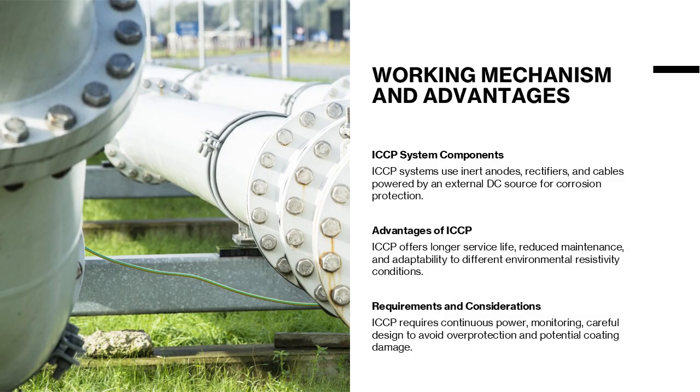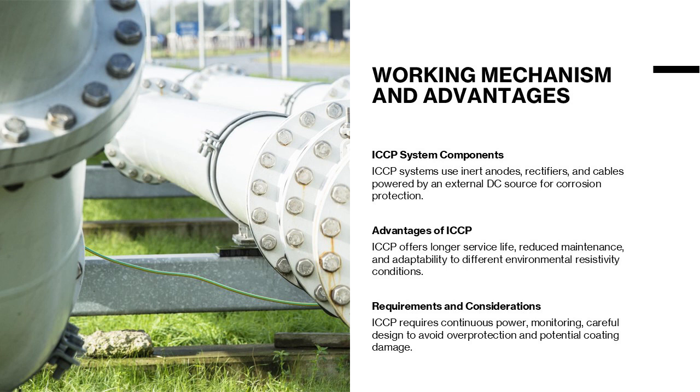Impressed current CP systems working mechanism and advantages. Impressed current cathodic protection, ICCP, systems use an external DC power source to supply current to inert anodes, such as graphite, mixed metal oxide, or titanium. Unlike sacrificial systems, ICCP can deliver higher and controlled current outputs, making it suitable for large structures like long pipelines, storage tanks, and marine vessels.